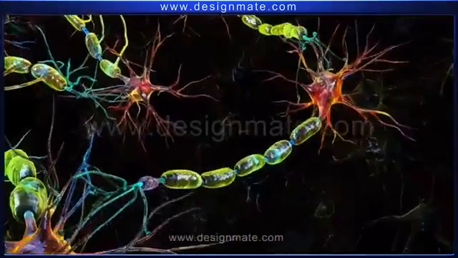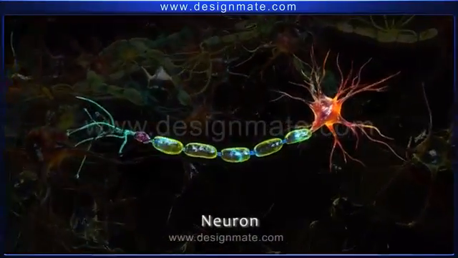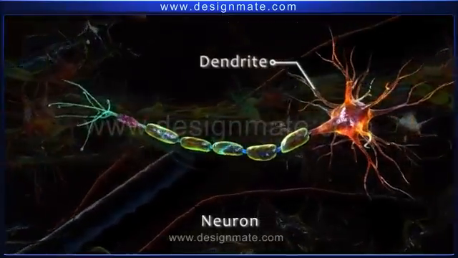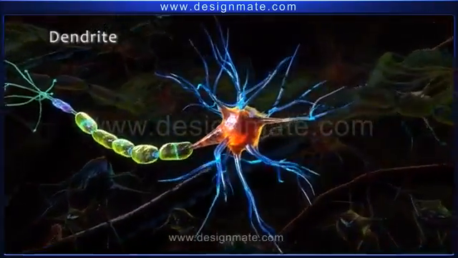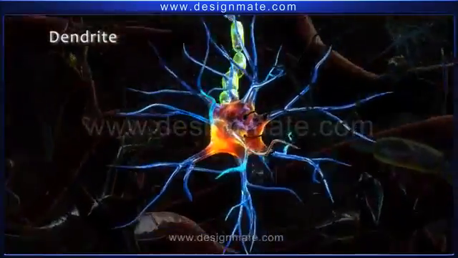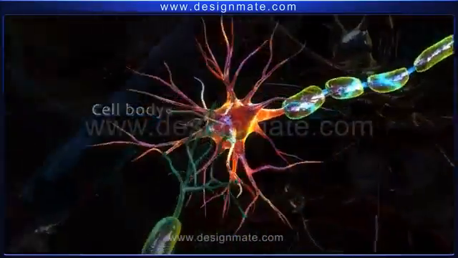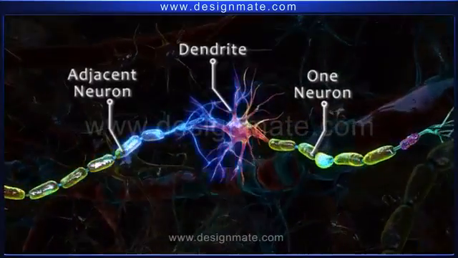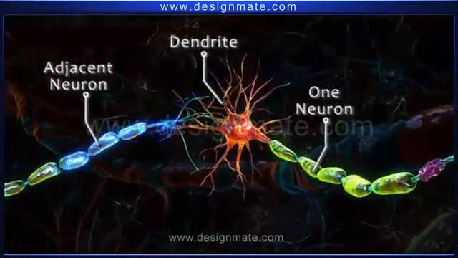Let us now study the structure of a neuron. It has three parts: an axon, a cell body, and dendrites. Dendrites are the short, branched cellular extensions of the cell body. They connect the neuron to the other surrounding neurons and receive signals in the form of impulses.